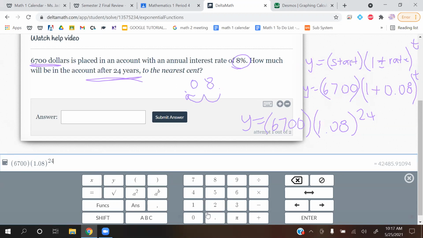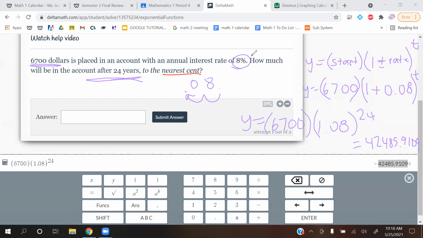And are there any questions? Or actually, let me read it to you. Sorry, this one, I think people in the Zoom can probably see it, but I know people here in person cannot. So I'm just going to write it out. 42485.9109. Okay, so we're rounding this to the nearest cent.